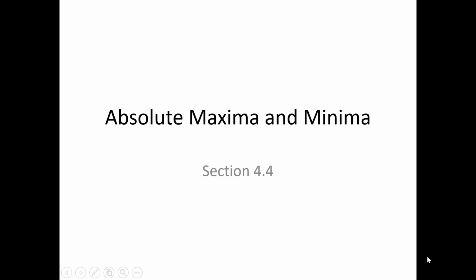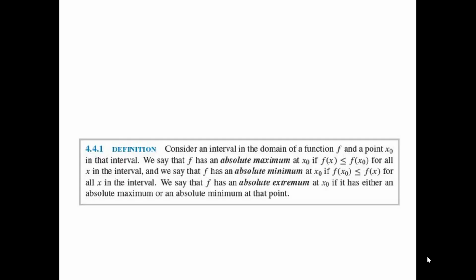Okay, so we'll be moving on to section 4.4, and we're going to be talking about absolute maxima and absolute minima. So we have a definition. Consider an interval in the domain of a function f and a point x naught in that interval. We say that f has an absolute maximum at x naught if f of x is less than or equal to f of x naught for all x in the interval.